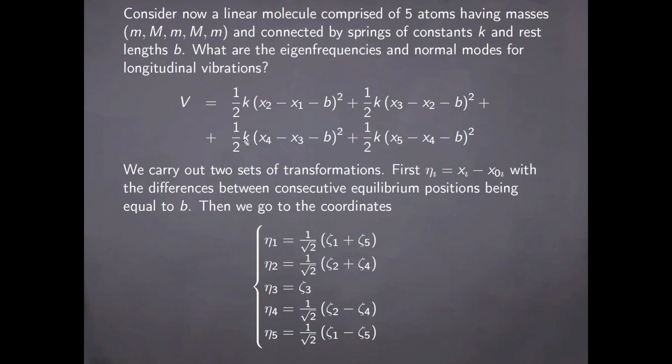So the potential energy for the whole molecule is the one given here, and in order to handle this potential, we need to carry out 2 sets of transformations. First, we have the transformation to the eta coordinates for motion relative to the equilibrium positions, which we have also used previously, keeping in mind that the differences between consecutive equilibrium positions are equal to the rest lengths b. Then we go to the new set of zeta coordinates that are defined by the transformations here.